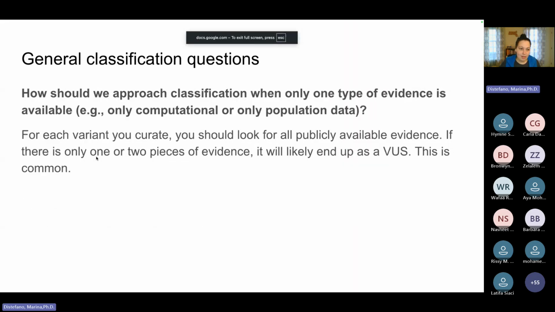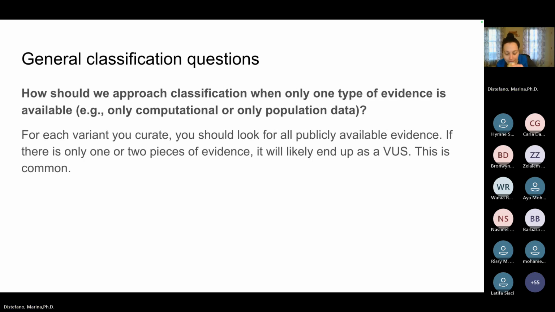Okay. So now we have some general classification questions. How should we approach classification when only one type of evidence is available, for example, computational predictors or only population level data? For each variant you curate, you should really look for all publicly available evidence. Many variants end up as VUSs because they only have one piece of evidence. Maybe they only have a damaging computational prediction. Maybe they are low frequency in a population database. Those would likely end up as a VUS.